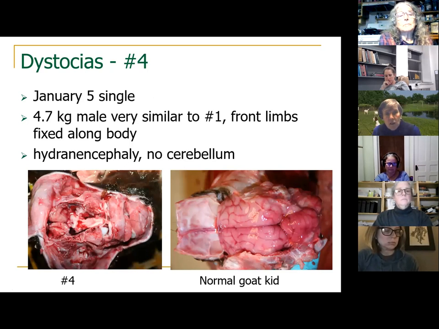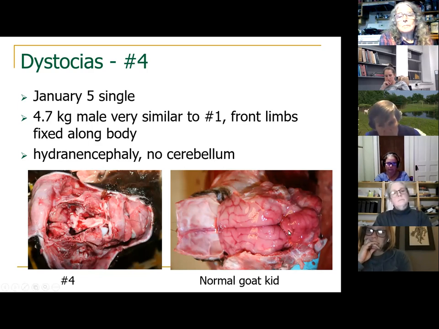And then the last one was born in early January, and it was a bigger male, but it presented just like the very first one, with four legs coming at the same time, because the front legs were out along the body. And this is what it had for a brain. And by comparison, this is the brain, the cerebrum and the cerebellum of a normal goat kid.